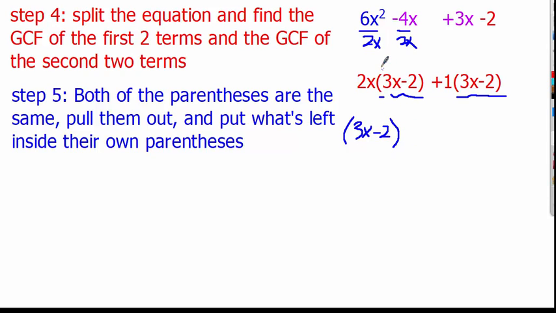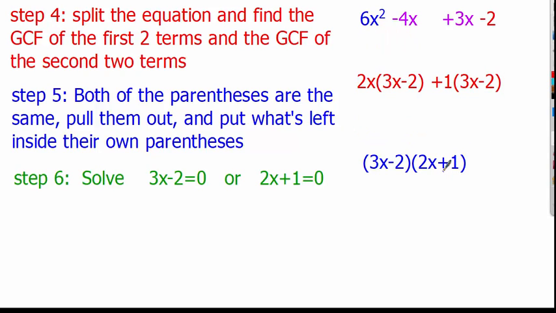And when I pull those out, what I'm left with, I'm going to put in its own set of parentheses. Okay, guys, that's factored. Now, if I am asked to solve, I move this over, positive 2, divide by what's in front of the x. Shortcut. Move this over, it becomes a negative 1, divided by 2. There are my 2 solutions. This is a pretty common method that you'll see.